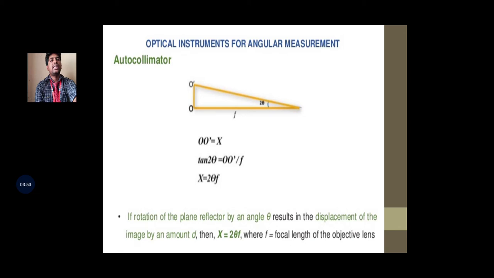So theta, OO' equal to x, then 2 theta equal to OO' divided by focal length. So x equal to 2 theta f. By using this process, the rotation of the reflected plane by angle theta results in the displacement of the image by an amount x equal to 2 theta f, where f is the focal length of the object lens.